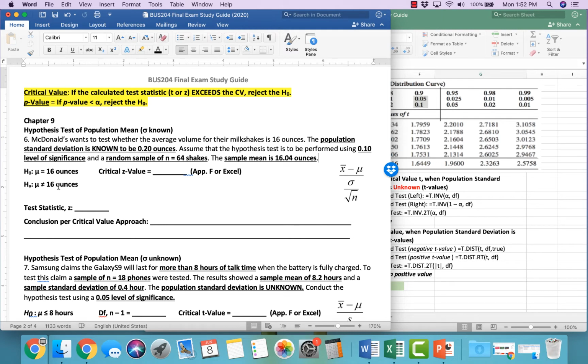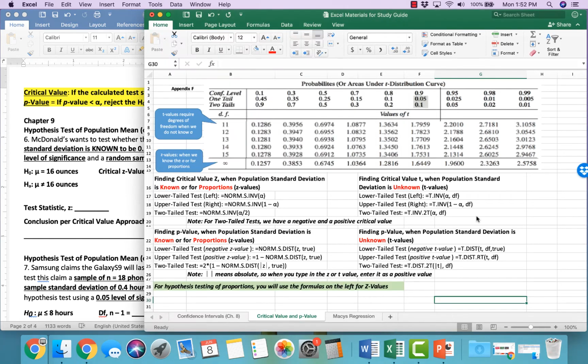Since we're doing a two-tailed test and we know the population standard deviation, when we go over to the Excel file, we're going to be on the left side here. And so you can see the labels will remind you what you're doing, in this case, finding a critical value z when the population standard deviation is known. This left side also applies for proportions. So just read the headings and it'll direct you to the formulas that you need to use. In our Excel file, we are in the second tab that says critical value and p-value.